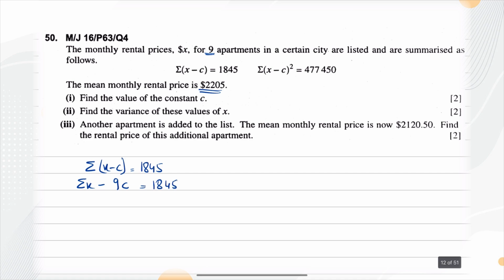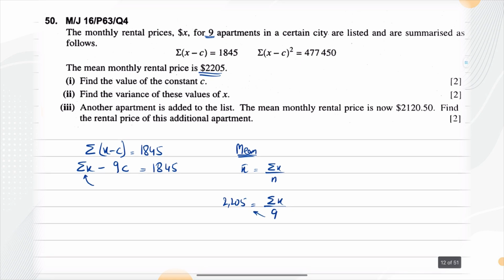Okay. Now the question is, how do we work out summation x? For that, you can see that you have the mean monthly rental price. So mean, as we know, is equal to x bar, which is equal to summation x upon n. So summation x is something we have to find out. N is something we know already. X bar is something that we also know, and that's equal to 2205.